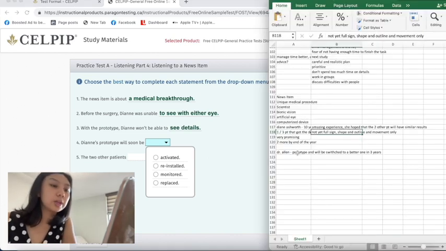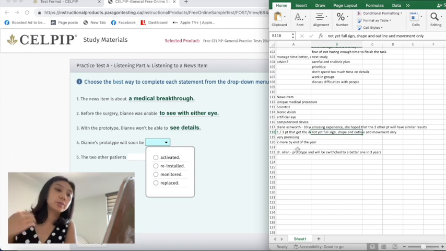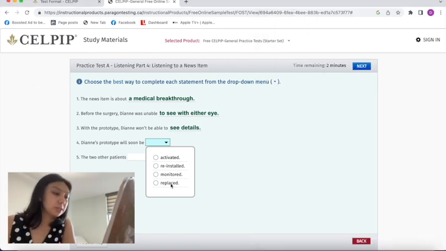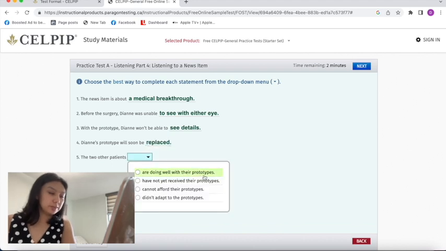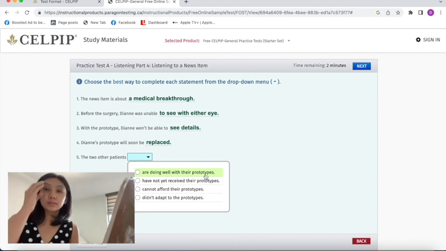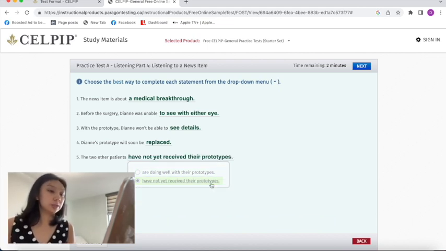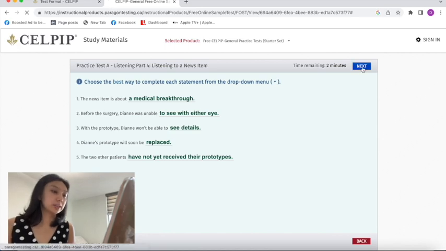Diane's prototype will soon be replaced. Sinabi din natin here, Dr. Allen said that it's only a prototype and it will be switched to a better one in 3 years. So here, it's going to be replaced. The other two patients, sabi by end of the year pa naman sila i-install ng eye. So, have not yet received their prototypes. There. Then you click next.